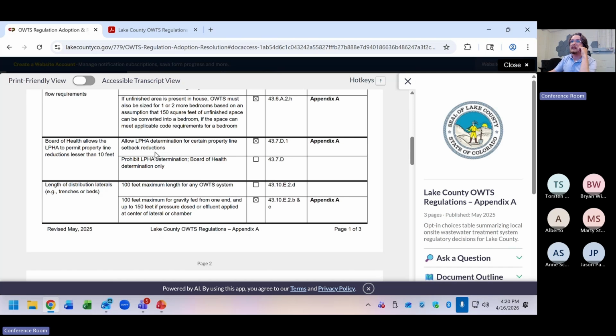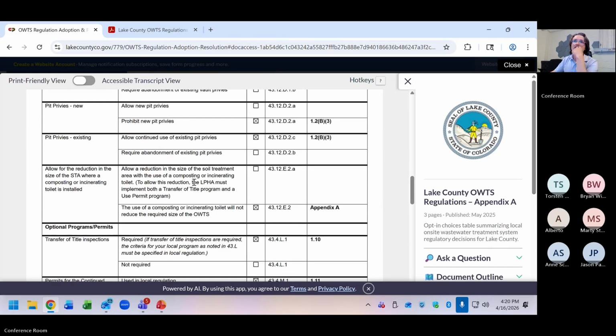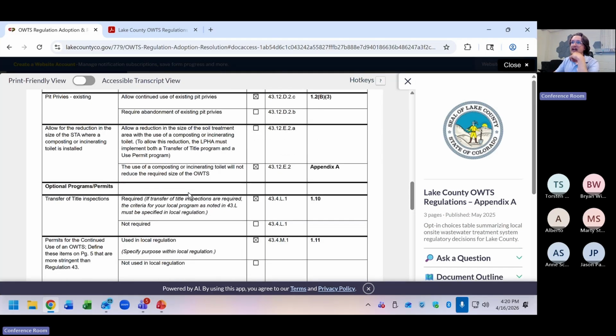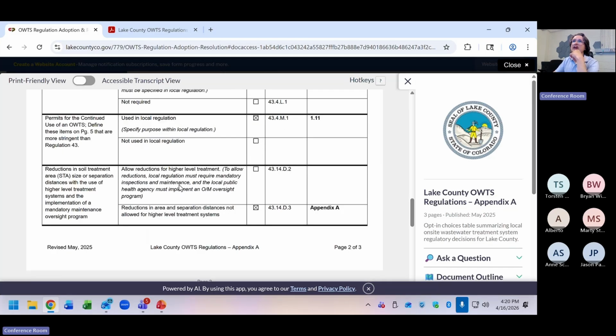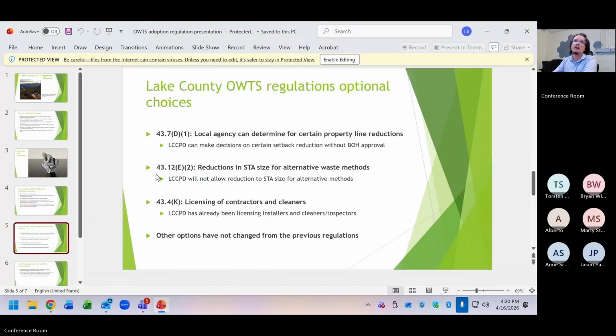The local public health agency may determine property setback reductions and allow for the reduction in the size where an incinerating or composting toilet is installed. Again, we haven't done that in the past, not changing that right now. And again, feel free to take a look through any of these documents, ask any questions on anything I'm not covering. I'm just trying to do an overview of what we've done so far and what's changing.